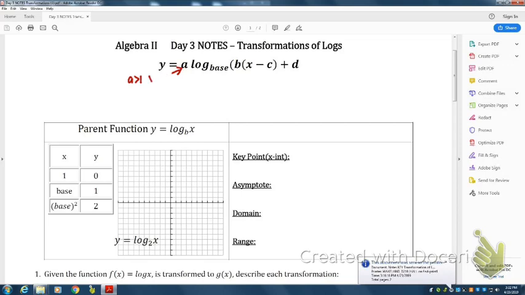Vertical stretch. When A is between 0 and 1, it's a vertical compress. And when A is less than 1, or it's negative, it's a reflection. Over what axis? It's a reflection over which axis? X-axis.